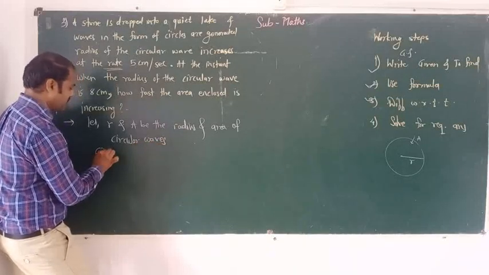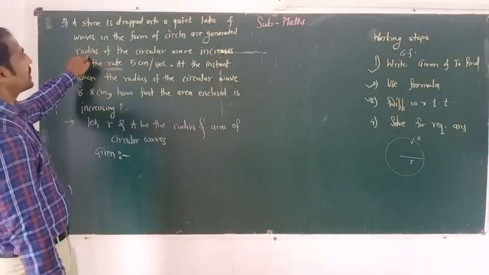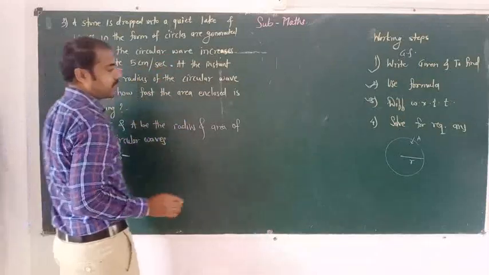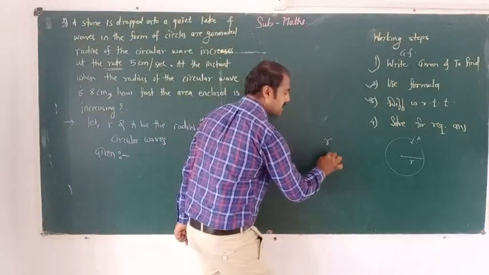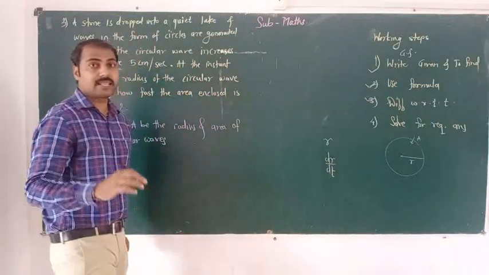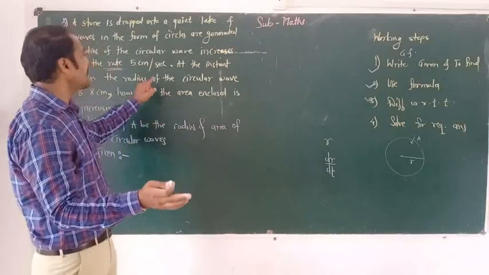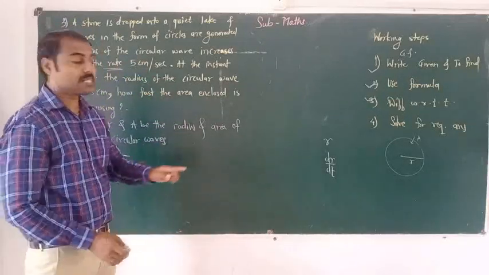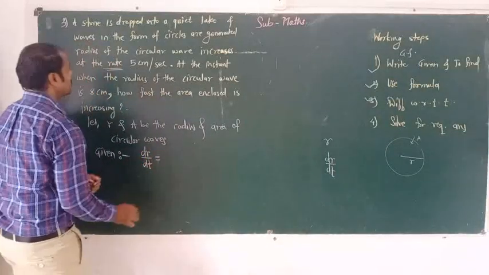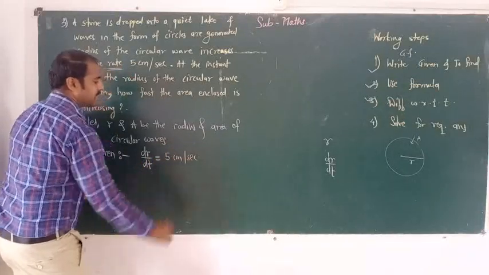Given. What is given here? Given is the radius of the circular wave increasing at the rate. If r is the radius, then dr by dt is the rate of change of radius. Means radius is increasing at the rate, means dr by dt is given. So dr by dt is equal to 5 centimeter per second.